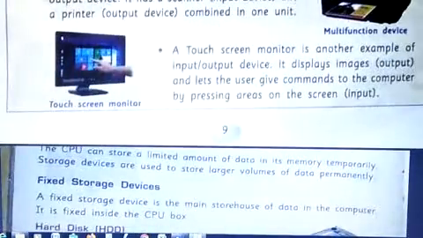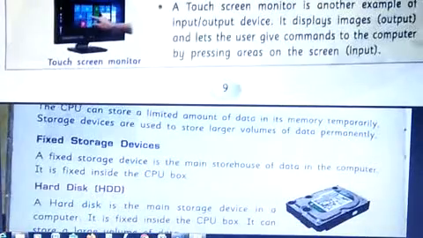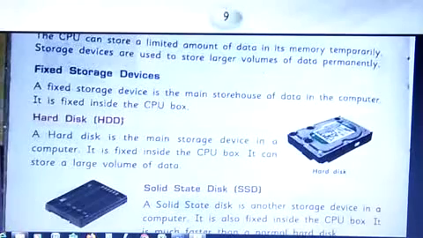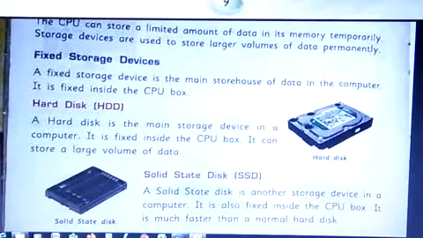Now the next is storage devices. Here are different types of storage devices. The first is inbuilt storage devices. Inbuilt storage devices means the storage devices which are already inbuilt inside the CPU. As an example, hard disk drive. It is the main storage device in a computer. It is fixed inside the CPU box. It can store a large volume of data.